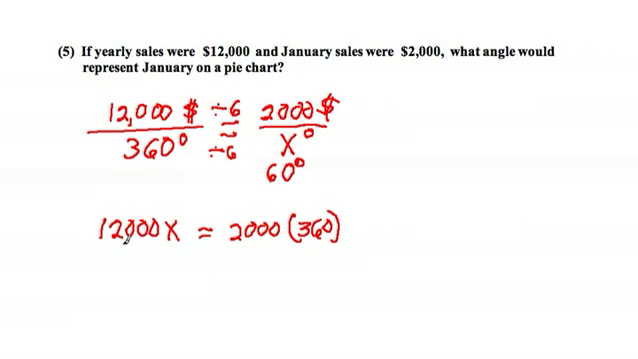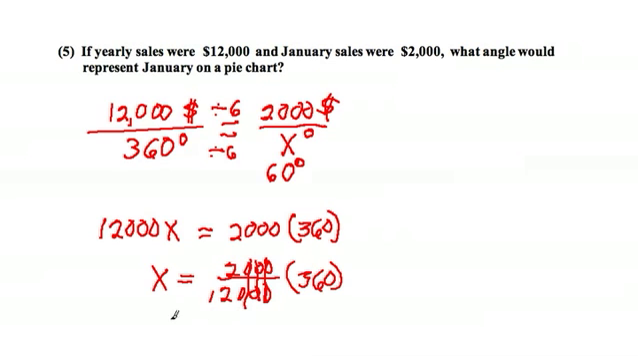And dividing both sides by 12,000, we would get x is equal to 2,000 over 12,000 times 360, and this comes down to 1/6, which would give us 60 degrees.